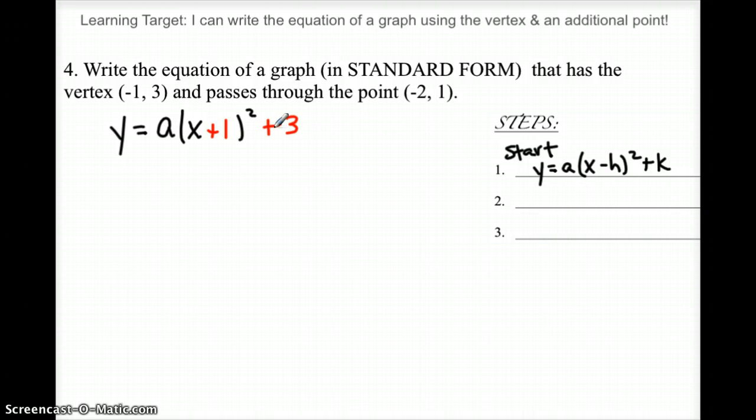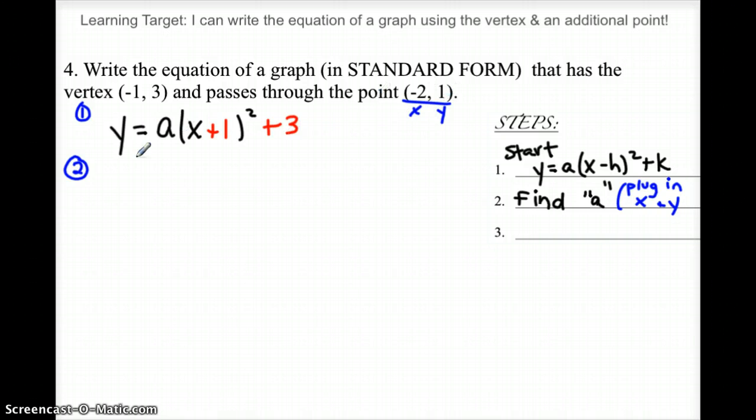Now, there's a problem with this though. This a value, I need to know what a is. So for my second step, that's what I need to do, find a. Okay, and how am I going to do that? I'm going to do that by using this extra point that they gave us for its x and y values. Because when you have an ordered pair, do you agree it gives you an x number and a y number? So I'm going to plug these numbers in.